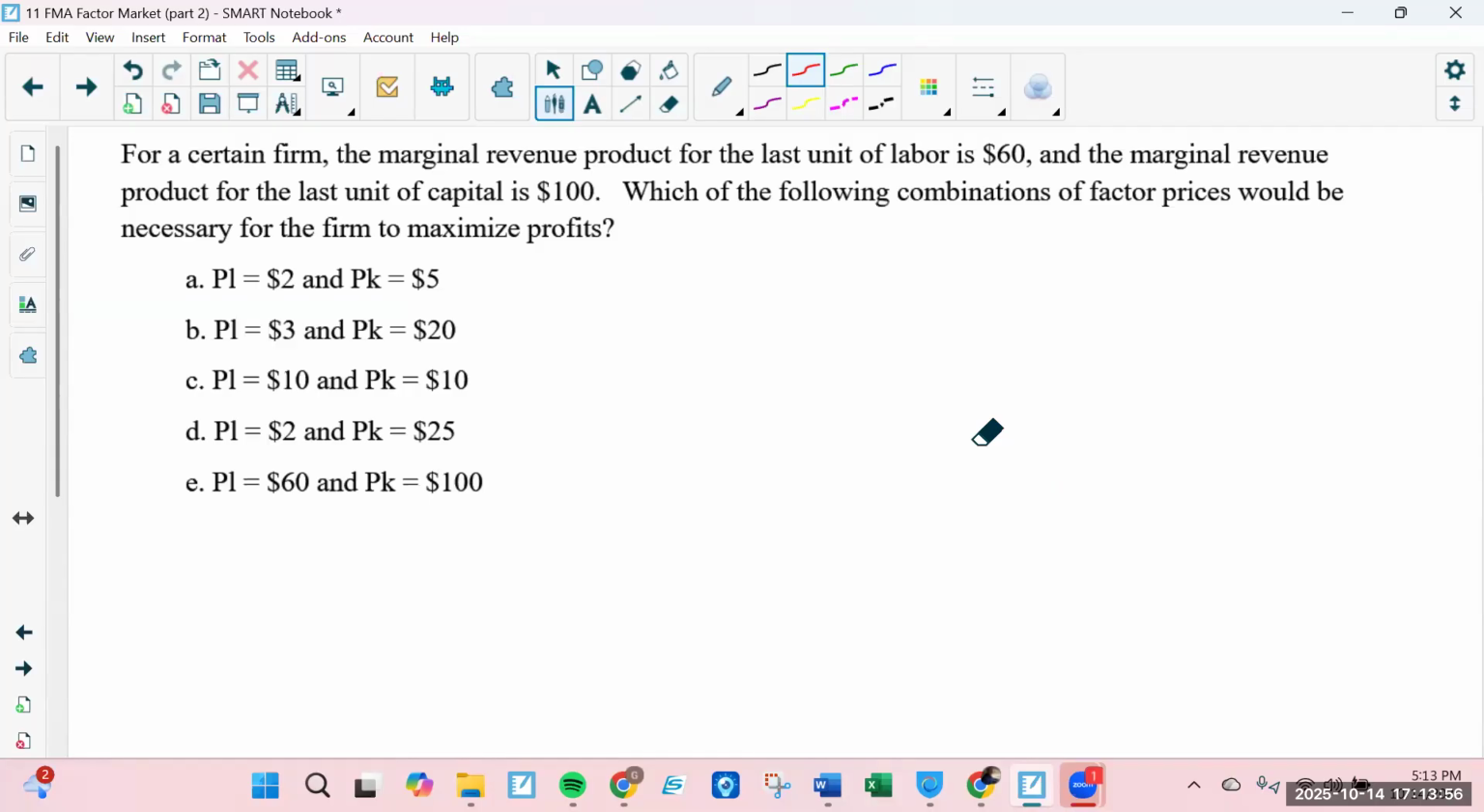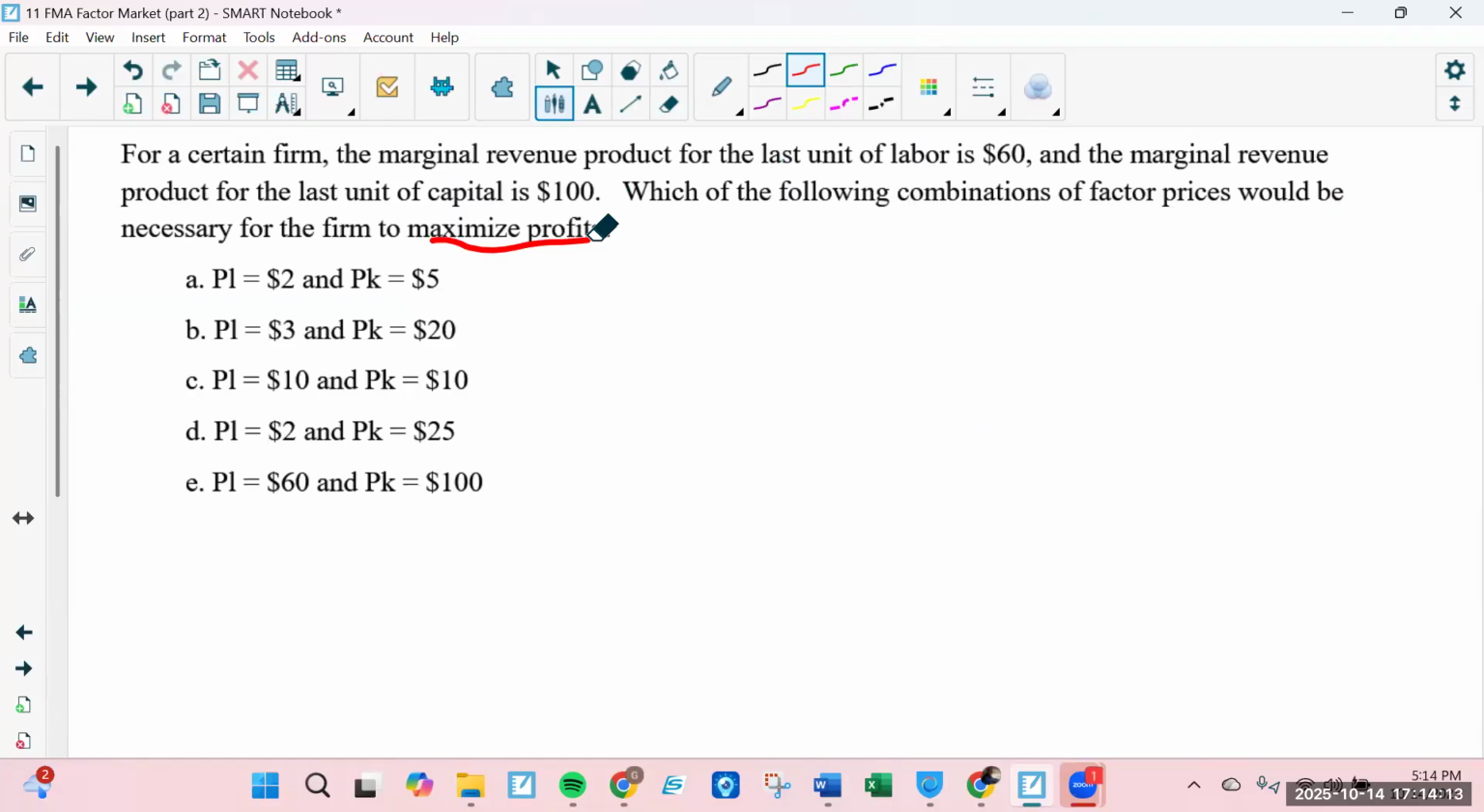This actually came from College Board stuff here. For a certain firm, the marginal revenue product of the last unit of labor is 60. The marginal revenue product of the last unit of capital is 100. Which of the following combinations of factor prices would be necessary for the firm to maximize profits?